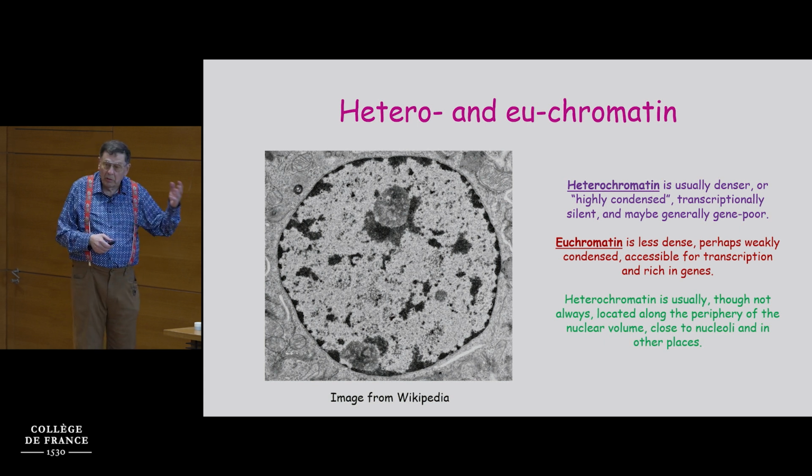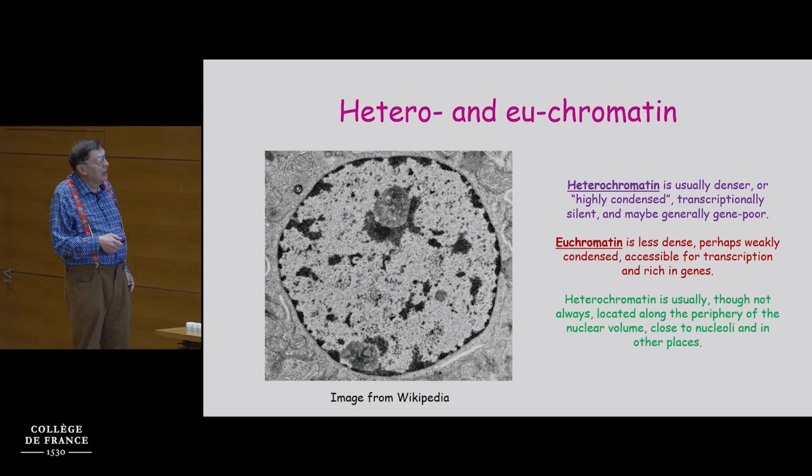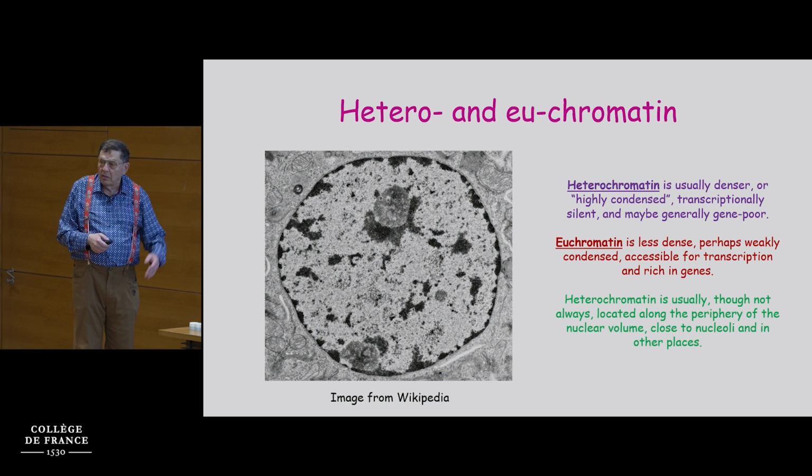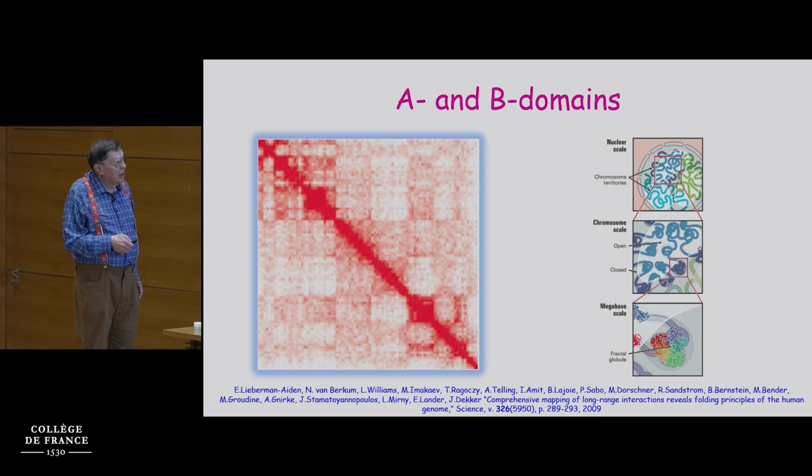There is almost no transcription there, while in less dense euchromatin there is transcription, and the heterochromatin typically, not always, but typically sits around the periphery of the nucleus and close to these nucleosomes, but there are exceptions and so on. So what would be the nature of this?